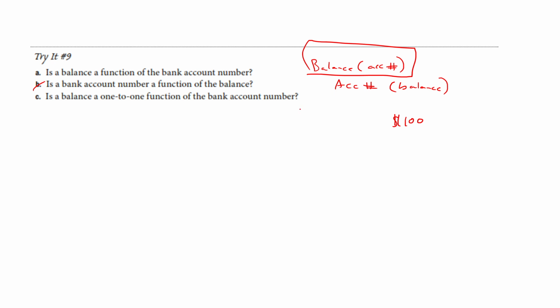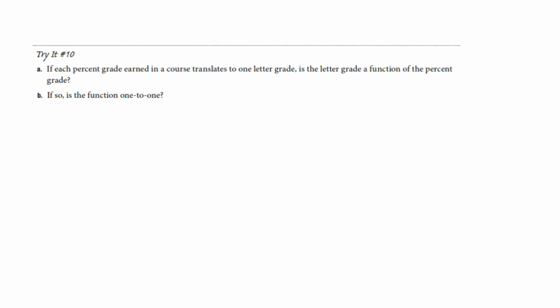It's possible that two of us, so I put in my account number, so our X's are okay, but maybe we both have a balance of $100,000. So this is a function, but it's not one-to-one. Every account would have to have a unique balance, which isn't the case.